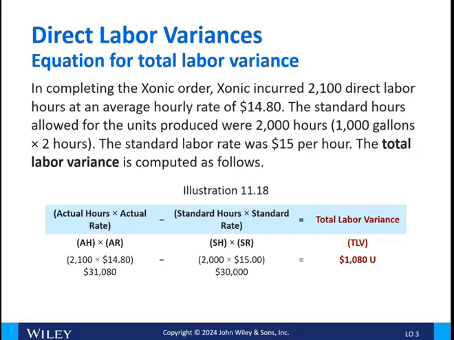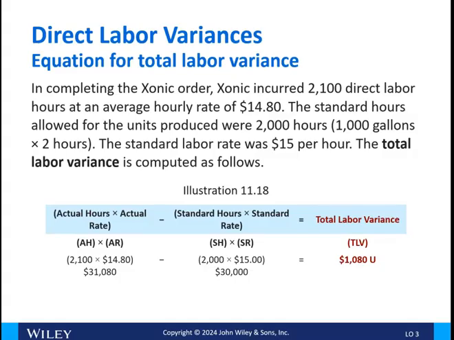So in completing the Zonic order, Zonic incurred 2,100 direct labor hours at an average hourly rate of $14.80. Standard hours allowed for the units produced were 2,000 hours, 1,000 gallons, 2 hours of labor for each gallon. The standard labor rate was $15 per hour. So our total labor variance is as we see below.